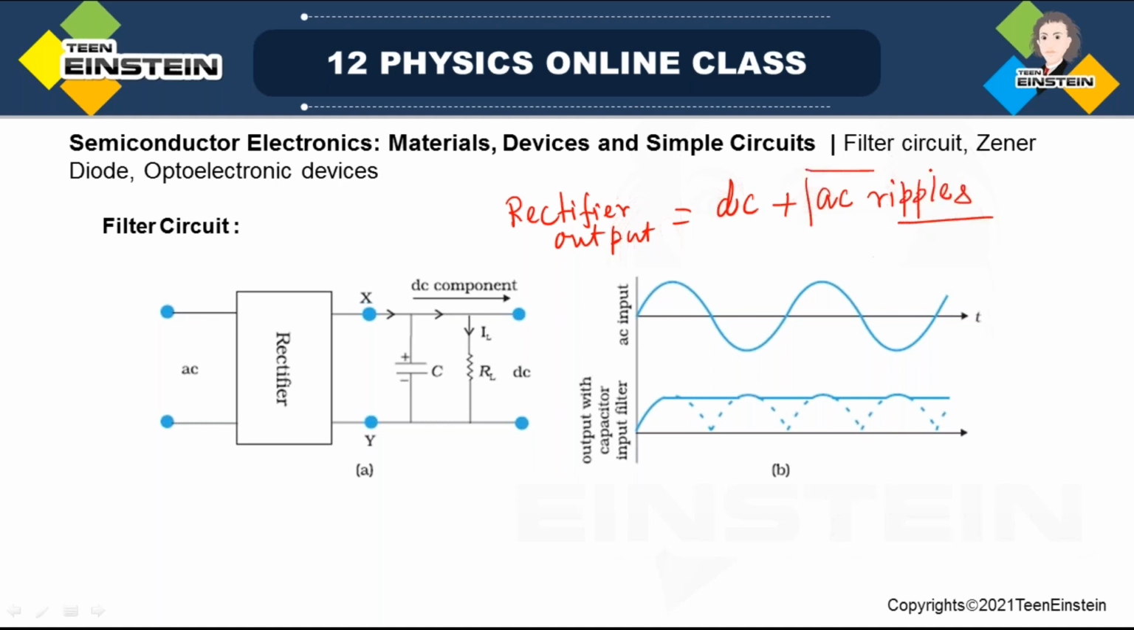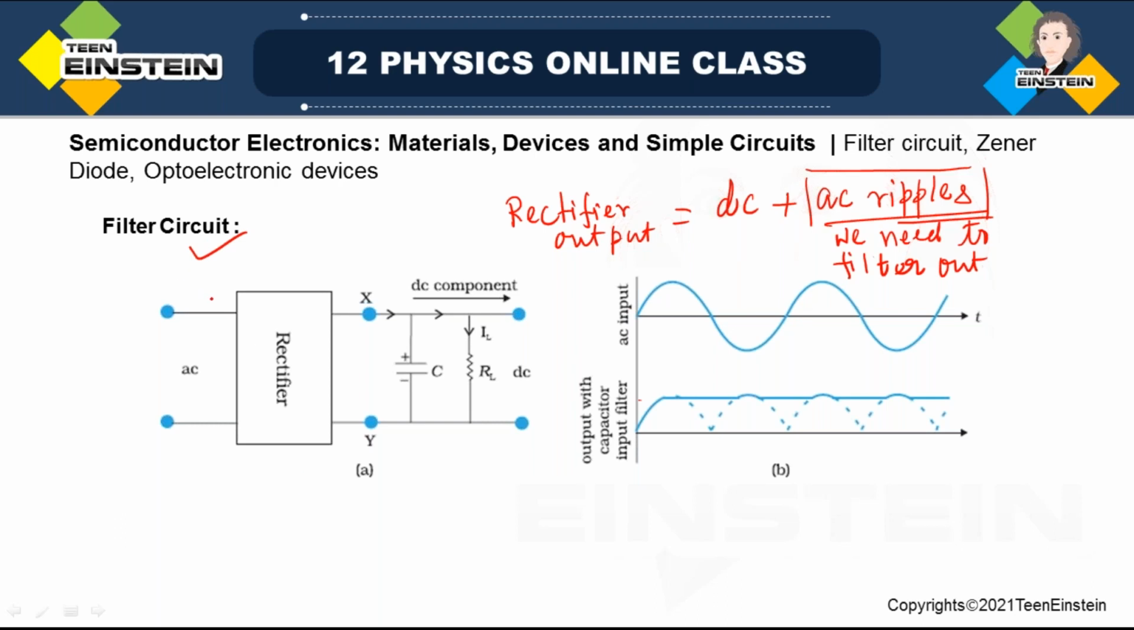So what we have to do, we have to filter out this AC ripple, so that we get a constant DC voltage. This can be done by using a simple circuit that is called filter circuit.